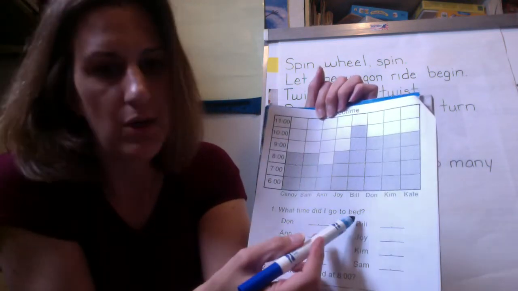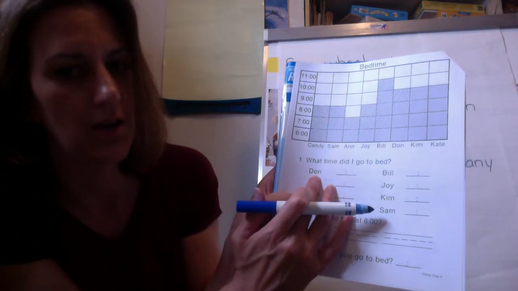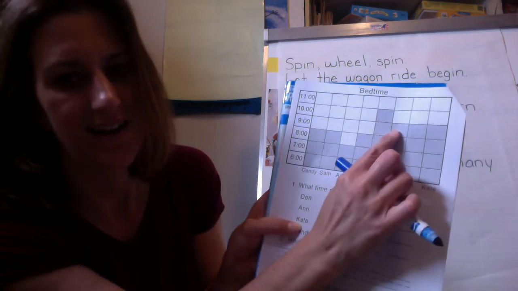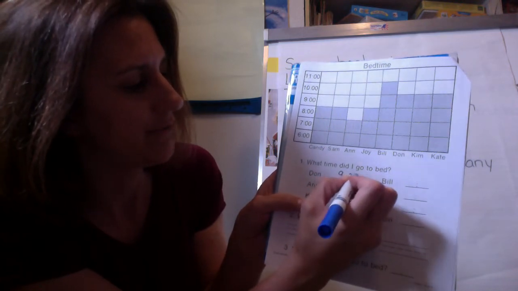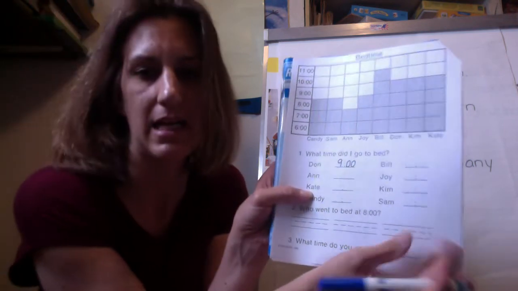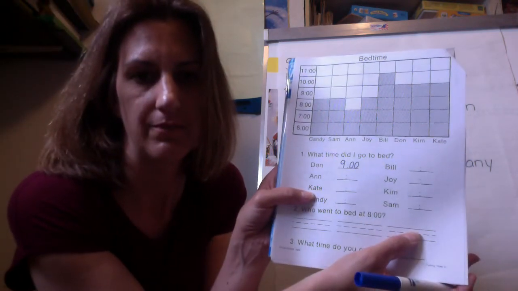Okay, so if I go down here, it says, what time did I go to bed? So if I look at these different people, this first one says Dawn. So what time does Dawn go to bed? So I'm going to find Dawn, and I'm going to go up to his graph. Where is he going to bed at? He's going to bed at 9 o'clock. So I'm going to come down here, and remember, my hour goes before the colon. My 00 goes after. So Dawn is going to bed at 9 o'clock at night.